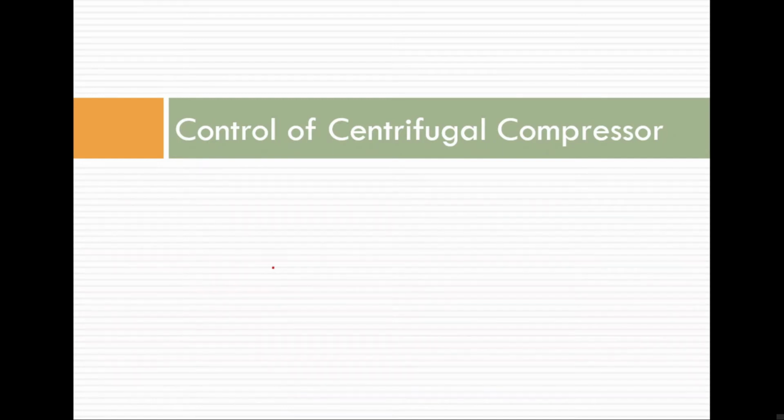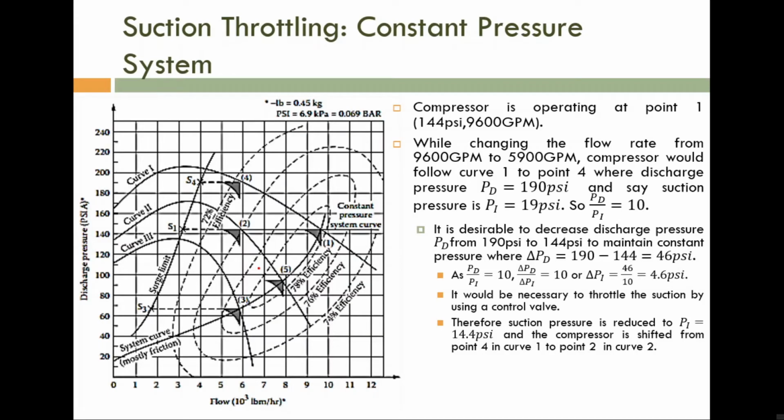So the control of centrifugal compressor. So the first topic is suction throttling constant pressure system. Means the suction side is throttled to maintain a constant pressure. So that is our first topic. Okay. So take this diagram. I think you already have this diagram. So the topic is suction throttling for constant pressure requirement.